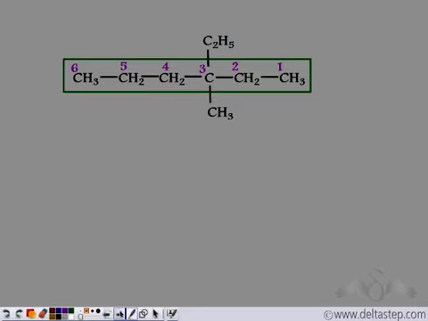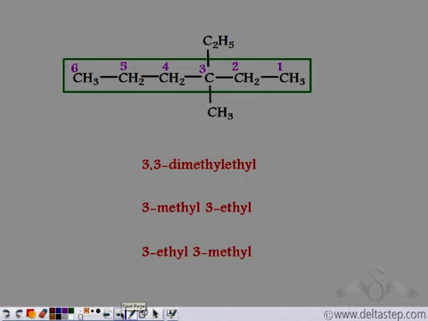Now how should we name the substituents? Should it be 3,3-dimethyl-ethyl because both the substituents are present at the third position? Should it be 3-methyl-3-ethyl or 3-ethyl-3-methyl? Now we know we cannot have 3,3-dimethyl-ethyl. This is because di is used only when we have the same substituent present twice. Here in this case we have two different substituents. So we cannot use di as the prefix. So the first name cannot be used.